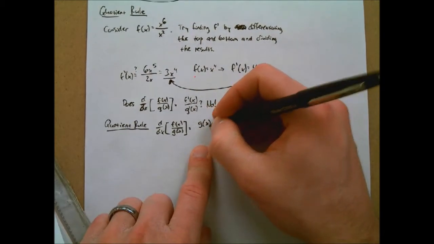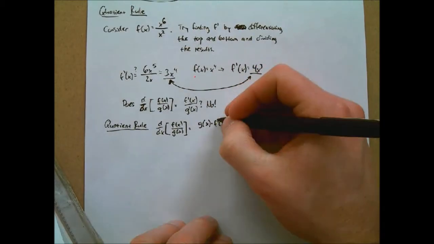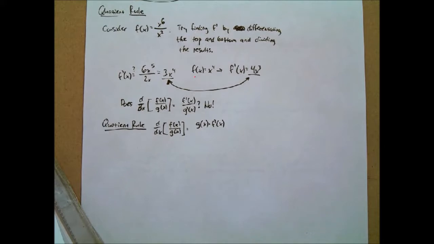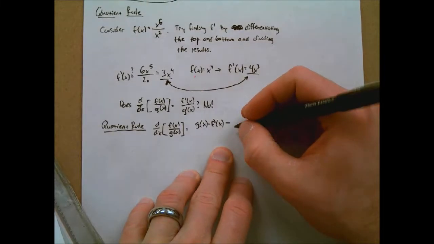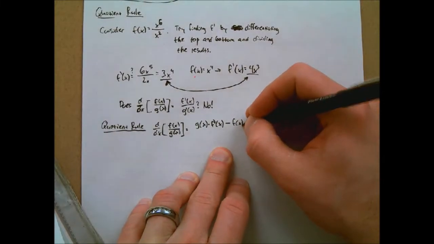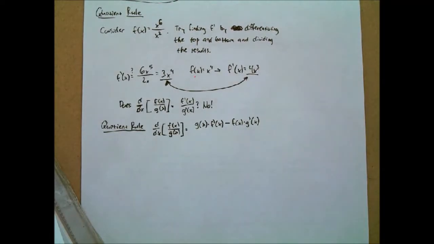g of x times f prime of x. So the bottom times the derivative of the top. The bottom function times the derivative of the top function, minus the top function times the derivative of the bottom. It's kind of reminiscent of the product rule. In the product rule, we take one thing multiplied by the derivative of the other, and then we add the other thing times the derivative of the first. So we're doing something similar here, and so it's a subtraction.